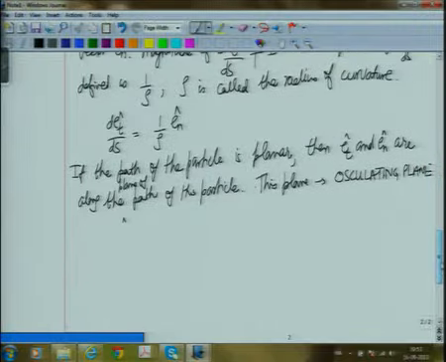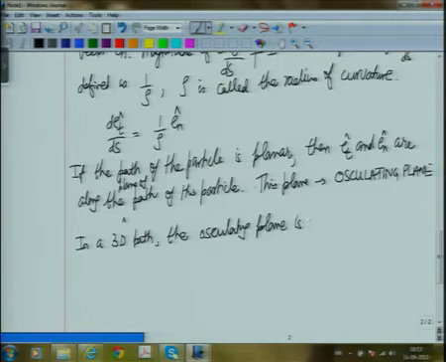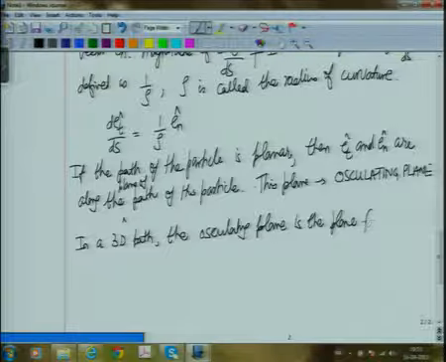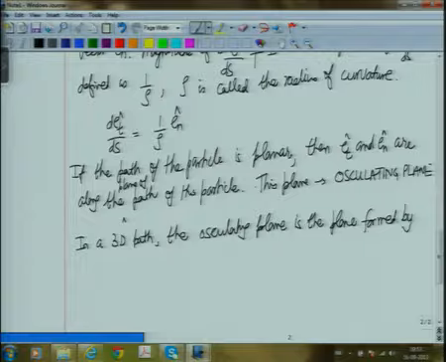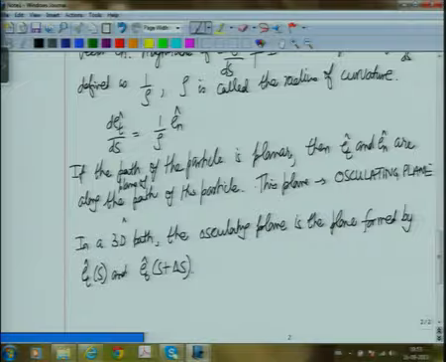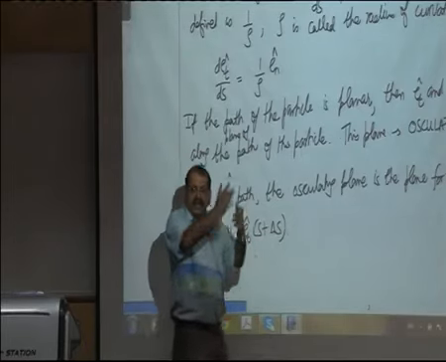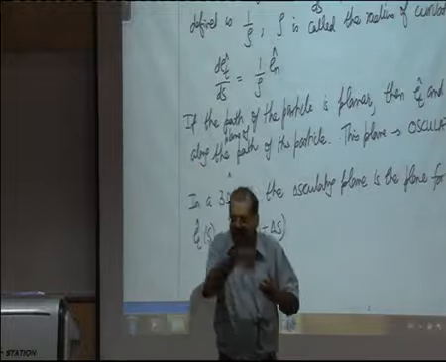Even if you have not seen it, does not matter. This is just a name given to this. And in a 3D path, the osculating plane is the plane formed by Et at S and Et at S plus delta S, which actually means En, because En is dEt by ds. So, if you look at the plane containing Et at S and Et at S plus delta S, that will be the plane which will contain En at that time.